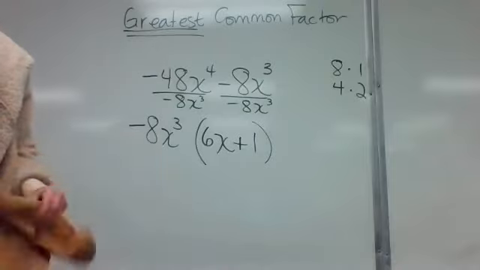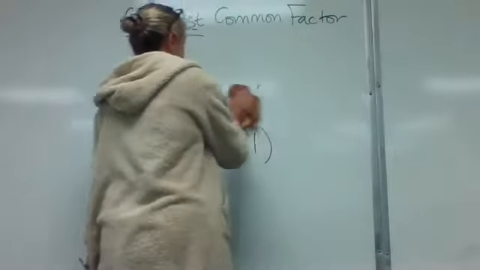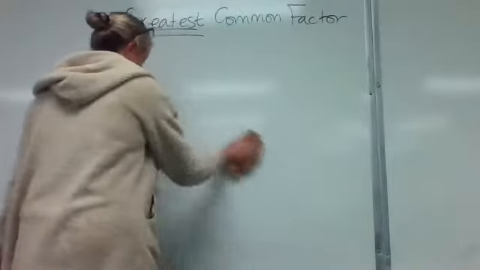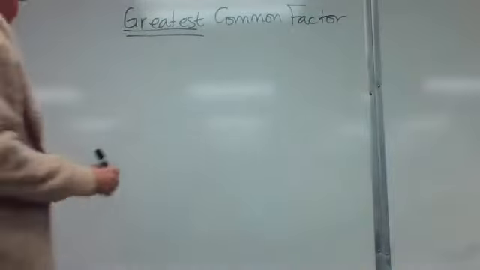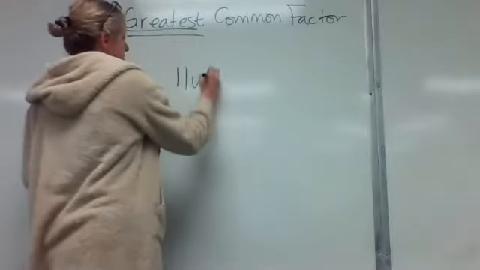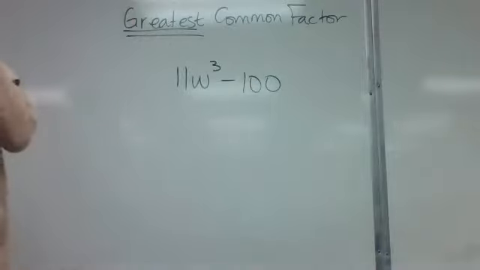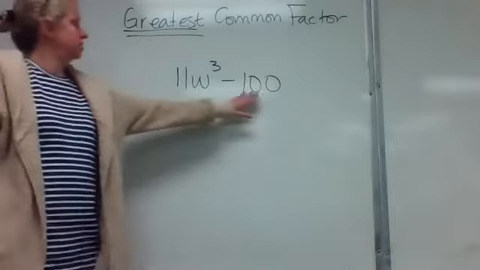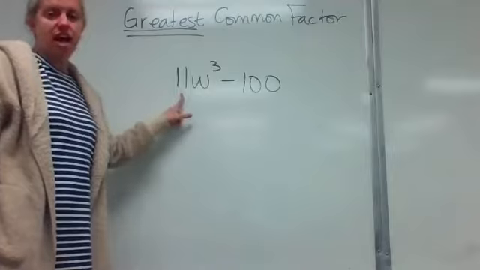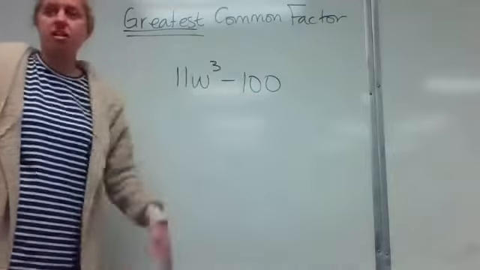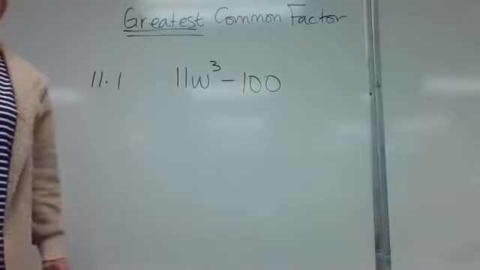All right, let's look at number 4. 11w to the third minus 100. So again, looking at the two numbers, I'm going to find the factors of 11 because 100 has a lot of ways to multiply to get it. But 11, that's the only way to multiply to get 11.